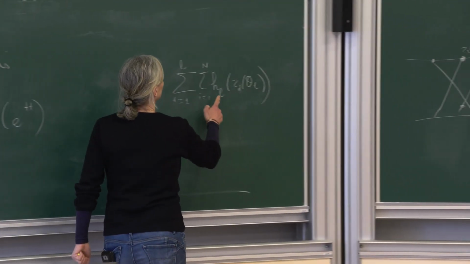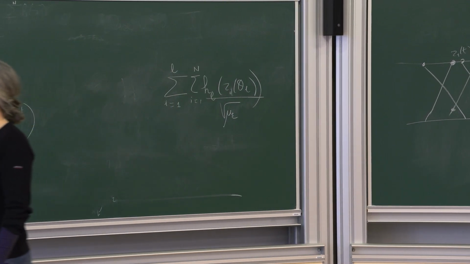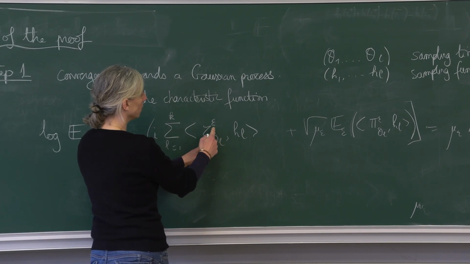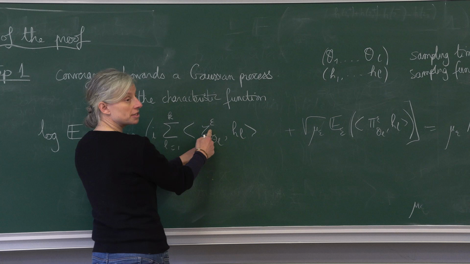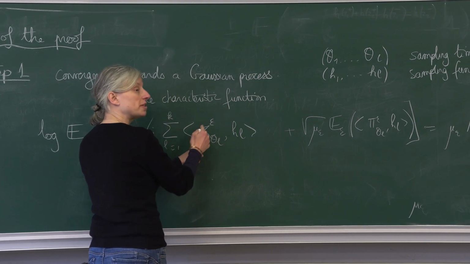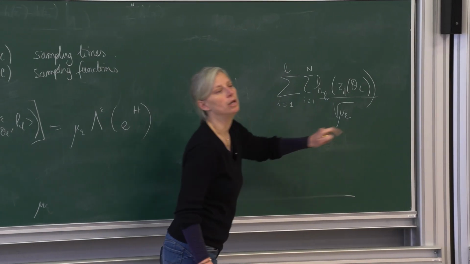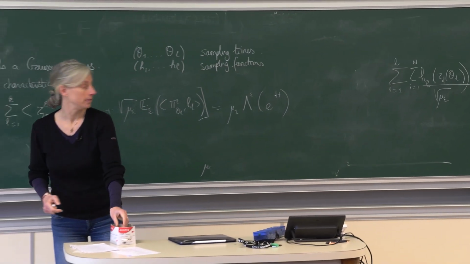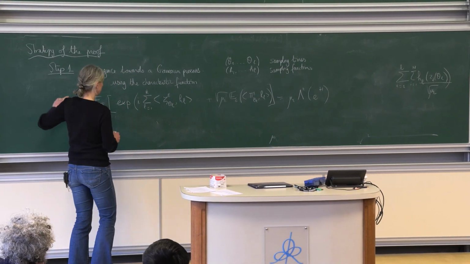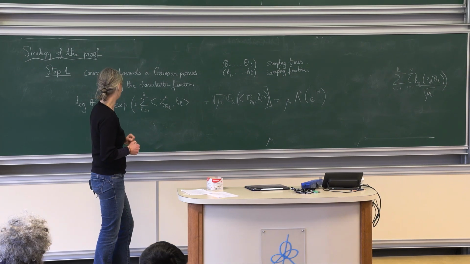The only thing is that now this is divided by square root of mu epsilon. It's not the empirical measure; it's square root of mu epsilon times the empirical measure, but in the exponential moment, it's mu epsilon times the empirical measure. This means that I test on a function which is really small, like 1 over square root of mu epsilon. The characteristic function is just this part, and this part we can deal with separately.